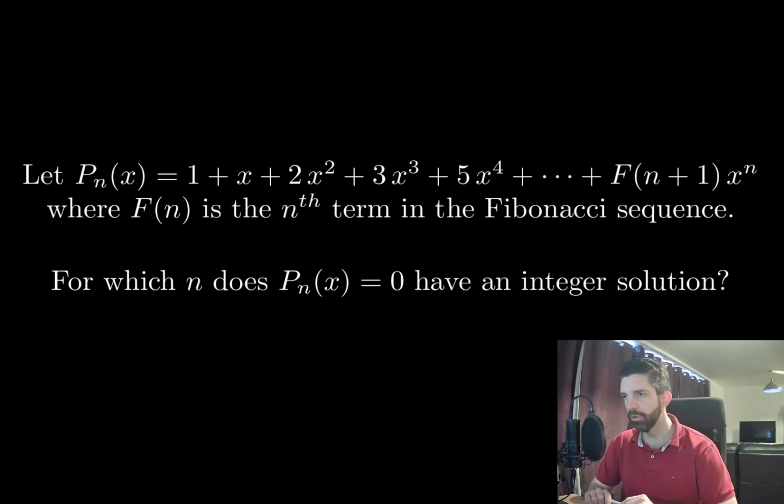So I'll start by reading out the problem. We're given a polynomial, Pn. The coefficients of the polynomial are the same as the Fibonacci sequence. So Pn is equal to 1 plus x plus 2x squared plus 3x cubed plus 5x to the 4, and so on. And the question is, for which value of n does Pn of x equals 0 have an integer solution?